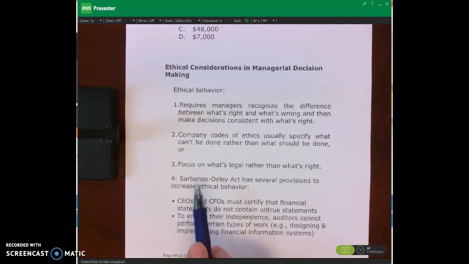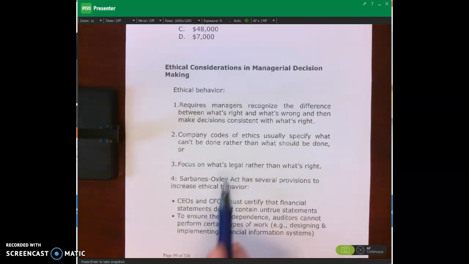The other thing, we come down here, we can focus on not just what's legal, obviously that's important, but also what's right. Because of the Sarbanes-Oxley Act, which was passed in 2002, there are a lot of provisions now to increase ethical behavior. Although in my opinion, ethics is doing the right thing, even if you can get away with it. So saying it increases ethical behavior, maybe, but it does provide the incentives to do the right thing. I'll agree with that. So now we have to certify financial statements.